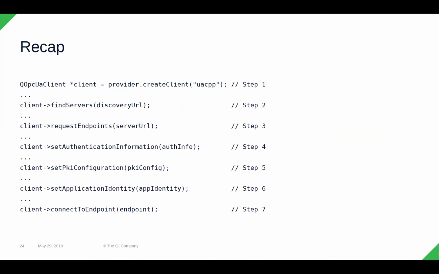To recap, these are the 7 steps you need to take for the secure connection. So first is to instantiate a client within, for example, a UACPP backend. You have to do the server discovery with find servers, you have to do an endpoint discovery with the chosen server. Then you have to set the authentication information, the PKI configuration, the application identity, and then you finally can connect to the endpoint with the connection which was set up.